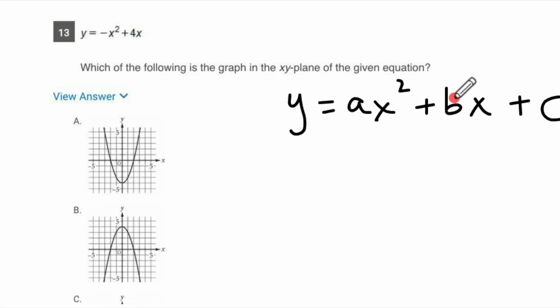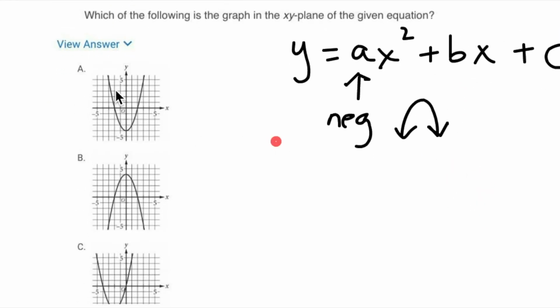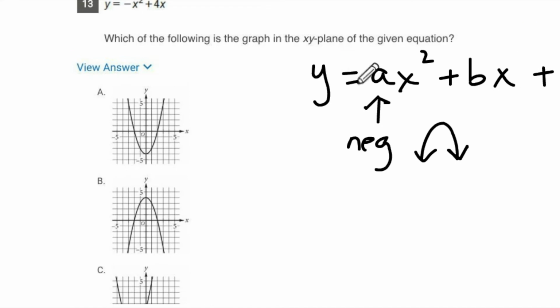We know that. The other thing that we have to know that's really important is when this a value is negative, then your graph is going to be upside down. You know, sad, negative, sad. So when you're doing this problem, right away, you can see that it's a negative x squared, so you can go and eliminate some. Like I can say, nope, not you, because it's a happy parabola, and this one's a happy parabola. So then you have it eliminated, so you have a 50% chance of getting it right.